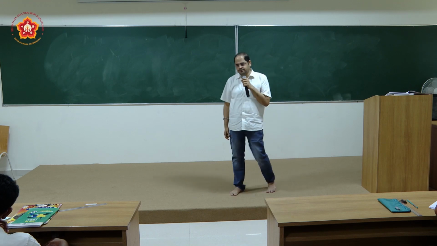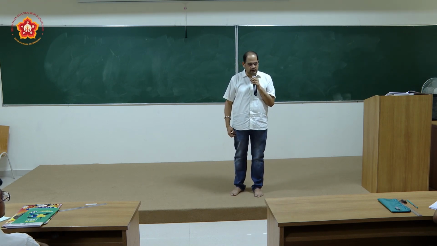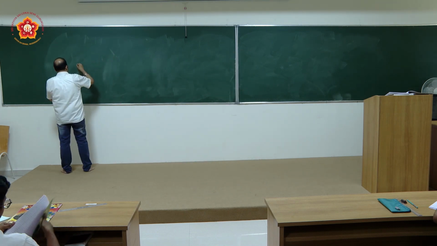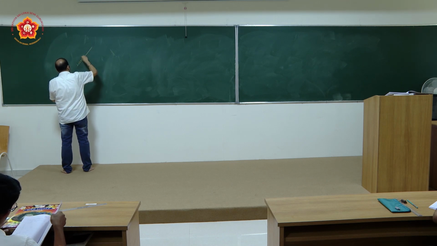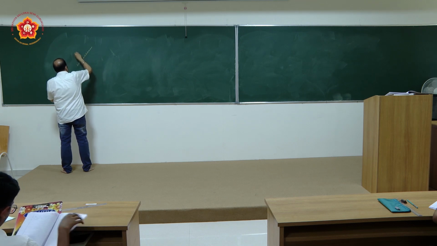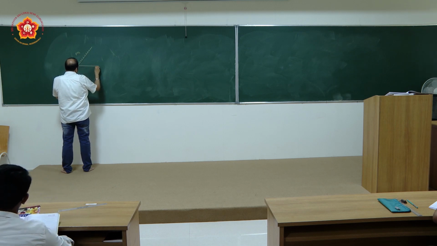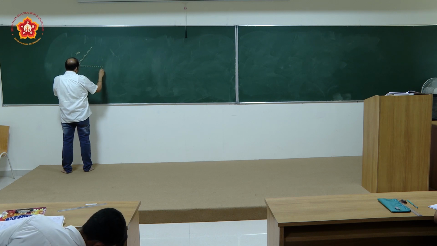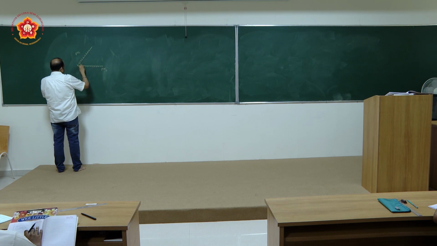Now pay attention. About the deviation, we have one more problem to be solved. Consider that you have two mirrors inclined to each other. This is plane mirror 1. This is plane mirror 2. The angle between them is taken as equal to 45 degree.